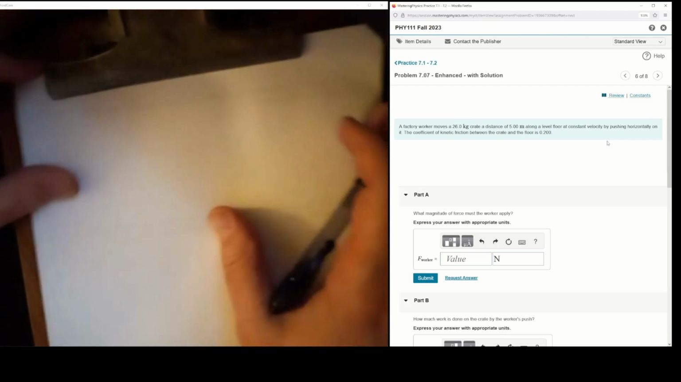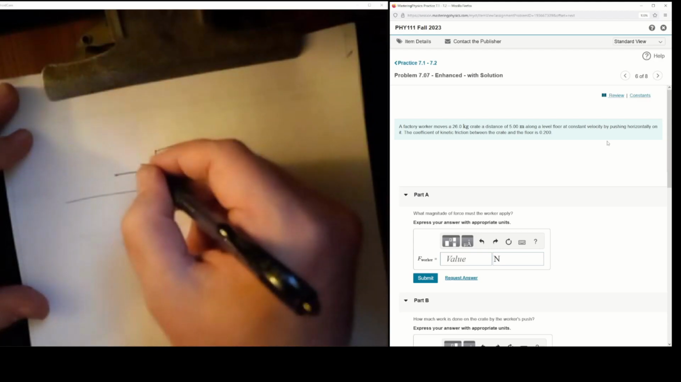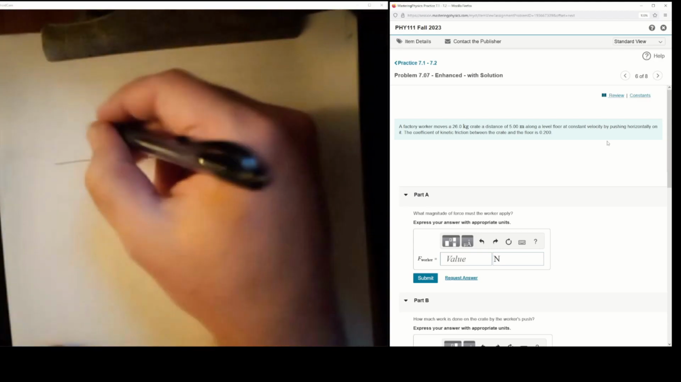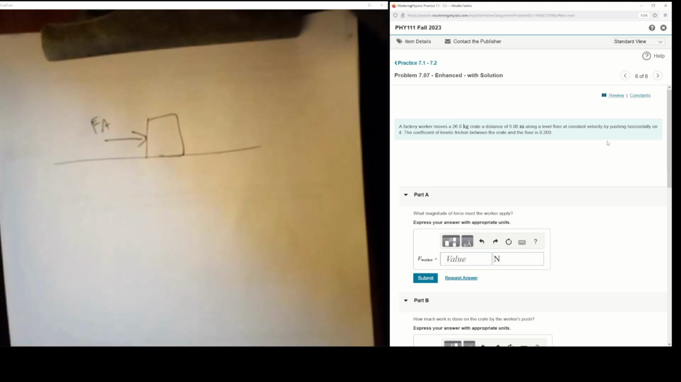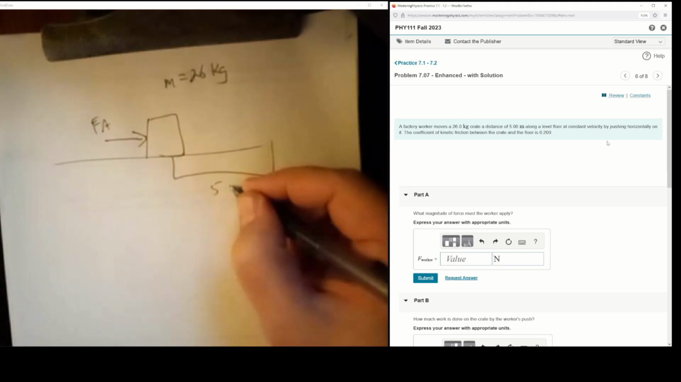We got a factory worker moving a crate that distance, and they're pushing it horizontally. So I usually look for an angle right away so I know how to draw my picture. They're pushing it horizontally, so I know how to draw my picture now. We got our worker. They're pushing on the box horizontally. That's the applied force. And the mass here is 26. The distance they're going to move it is 5 meters.